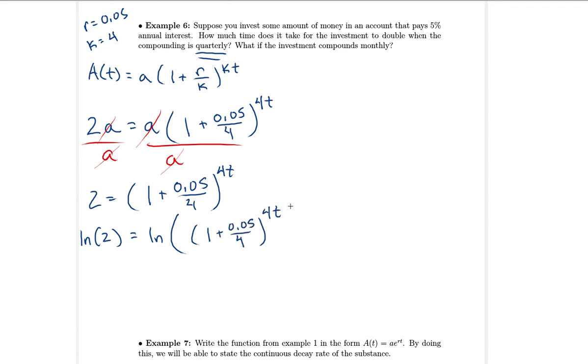we remember that our whole purpose in doing this is so that we can get the variable out of the exponent. And even though this base is really kind of complicated, I can definitely take that base, that base is raised to the 4t. So all of this is raised to the 4t. So I can use my power rule. So I have 4t natural log 1 plus 0.05 over 4.